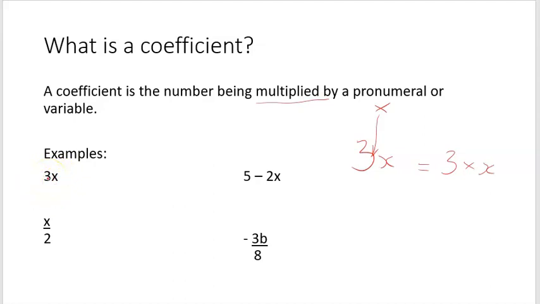Another way of saying it is when there is a pronumeral such as x here and there is a number that sits behind it or next to it. So in the first example, the coefficient of x is 3.